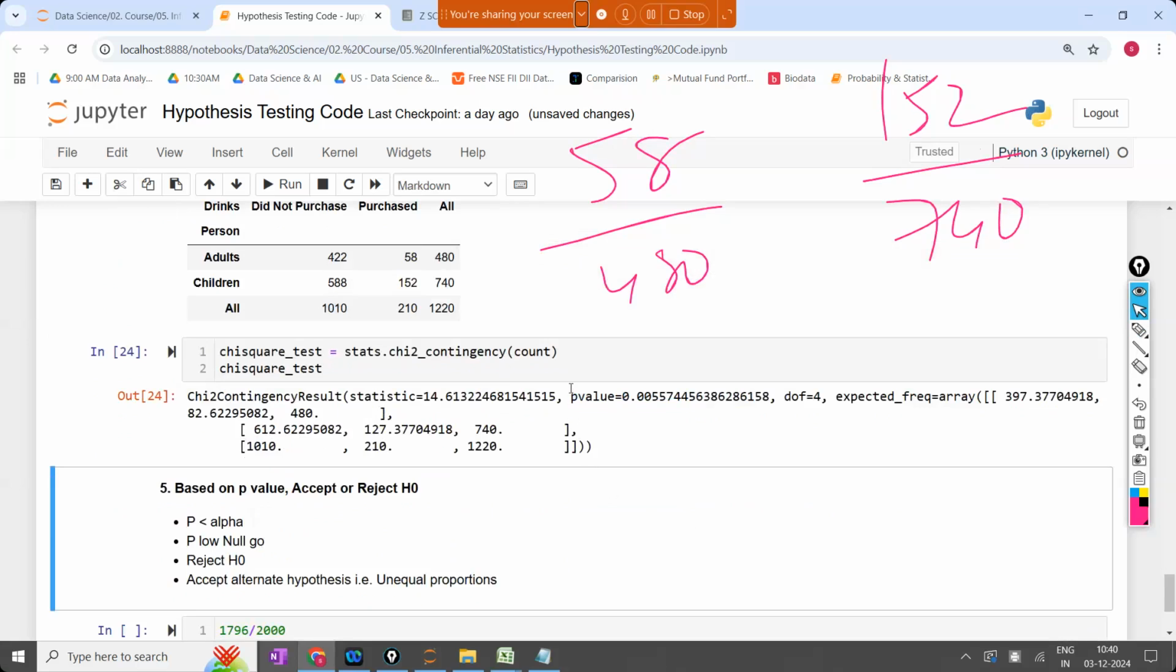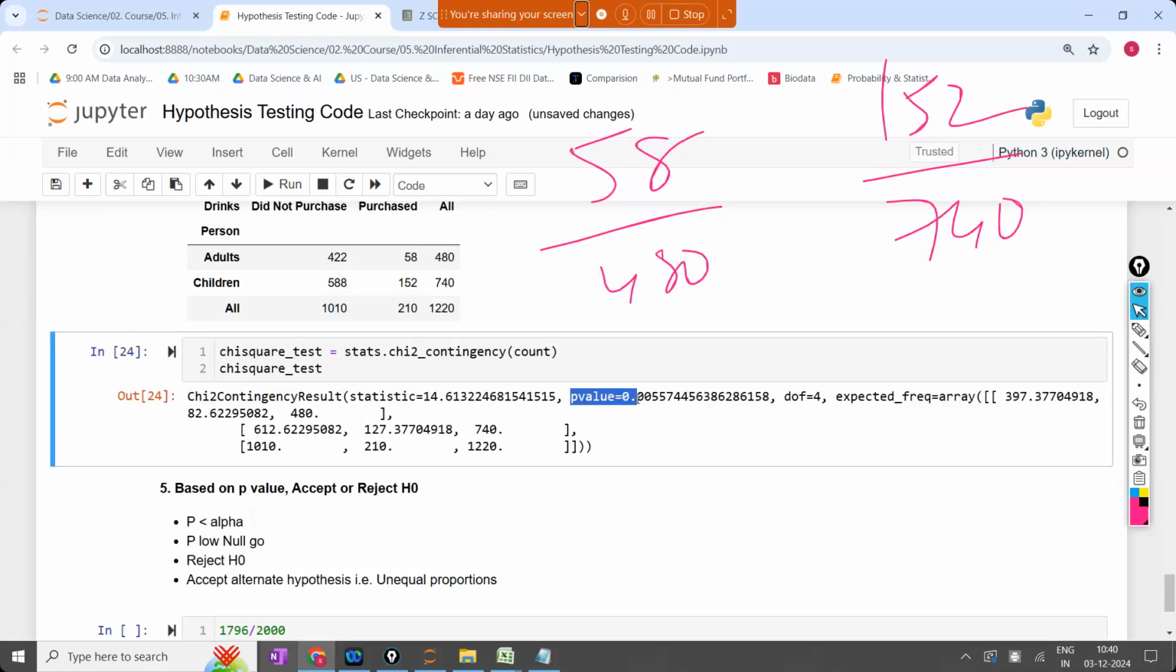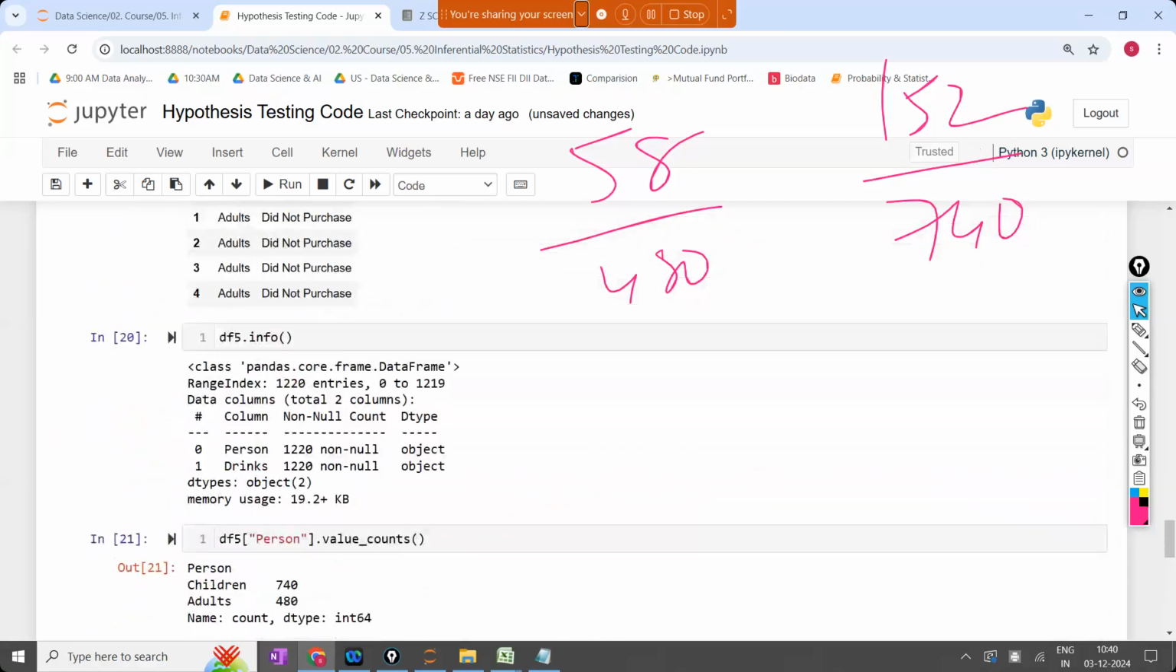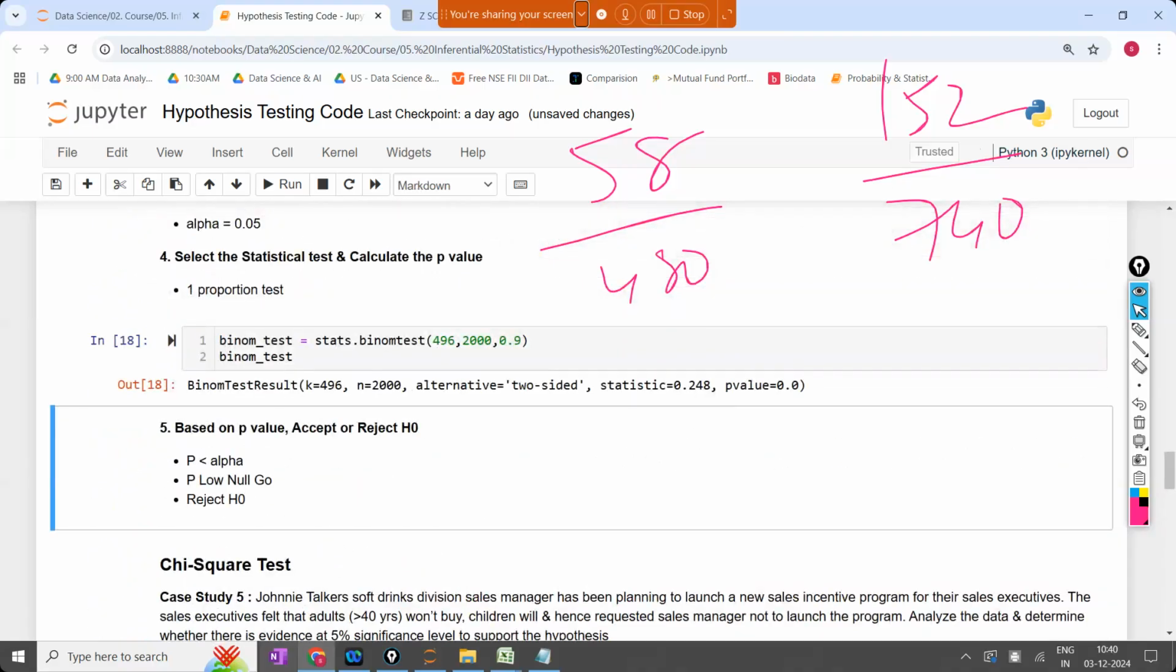You just have to focus only on the p-value. The remaining things are not important for us. Just focus on the p-value. In this also, p-value only. Whenever you apply a test in Python, the only output you have to observe is the p-value. Provide the input arguments, you will get the output as the p-value, and just observe the p-value.